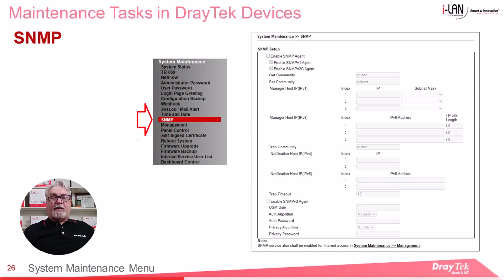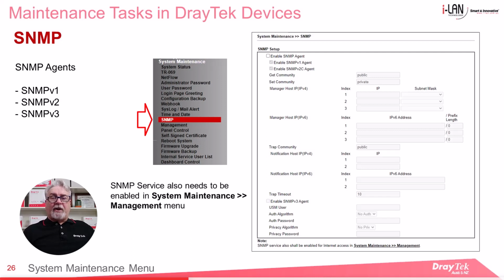SNMP, this is an easy way to monitor router uptime as well as other various parameters. SNMP Agents version 1, 2 and 3 is supported in the latest router firmware. Free SNMP server software such as PRTG can be used to monitor the router. You'll also need to enable the SNMP service in the System Maintenance Management menu.